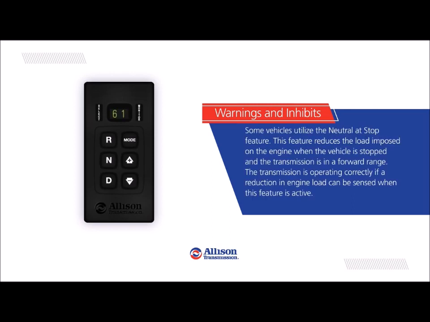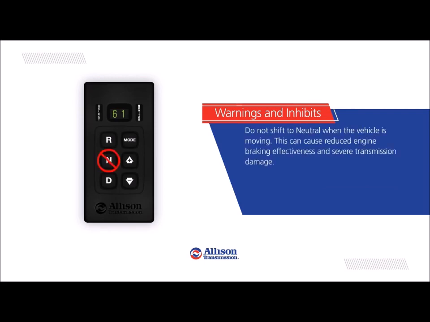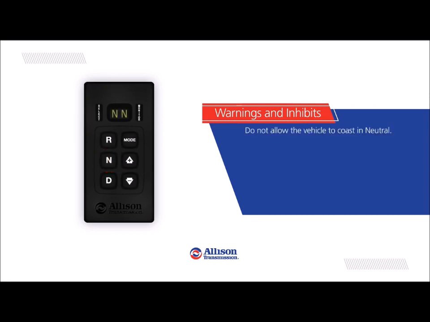Some vehicles utilize the neutral at stop feature. This feature reduces the load imposed on the engine when the vehicle is stopped and the transmission is in a forward range. The transmission is operating correctly if a reduction in engine load can be sensed when this feature is active. Do not shift to neutral when the vehicle is moving. This can cause reduced engine braking effectiveness and severe transmission damage. Do not allow the vehicle to coast in neutral.